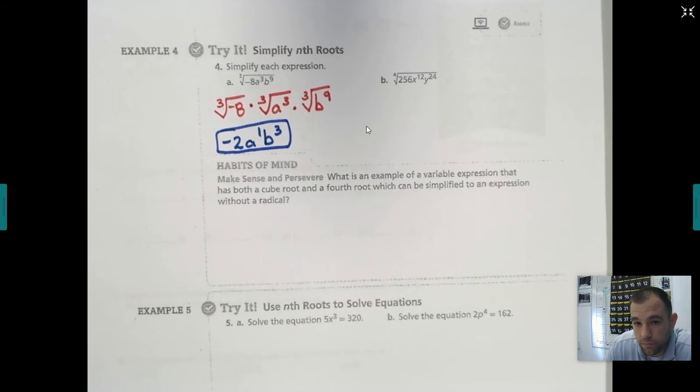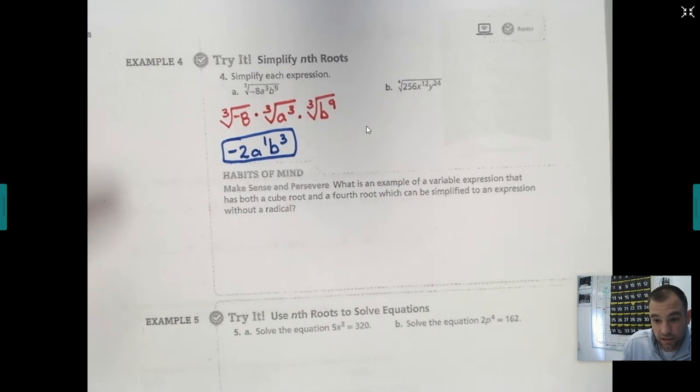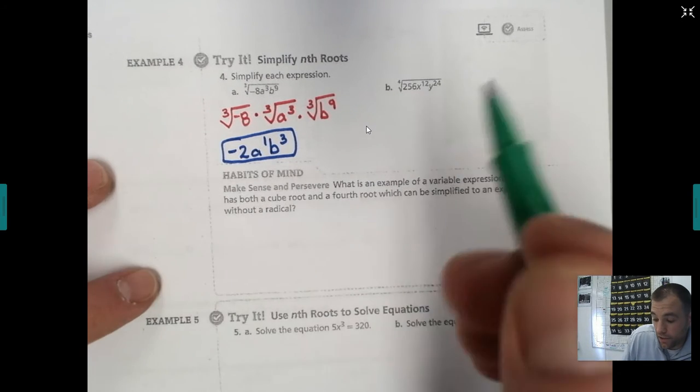Negative 2a b to the 3rd power. So just divide them. Okay, we'll talk about what happens if they don't divide evenly in the next section. So don't worry about that quite yet. We're going to do the same thing here for b.